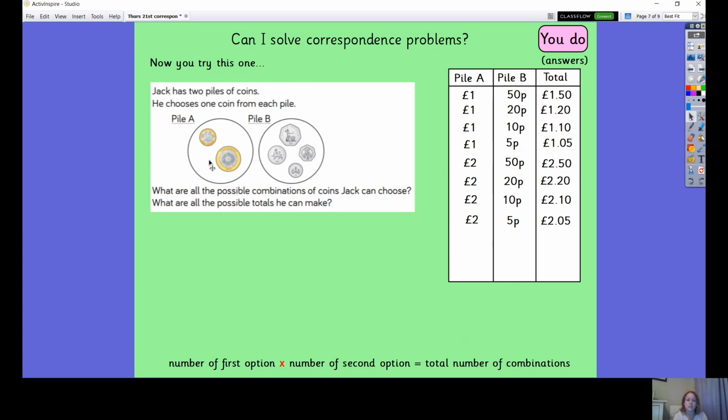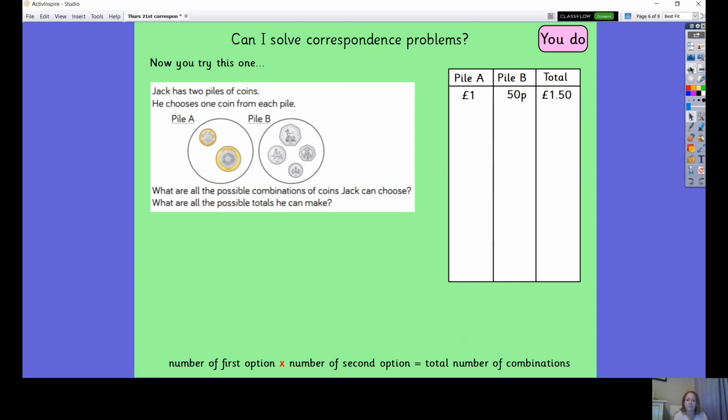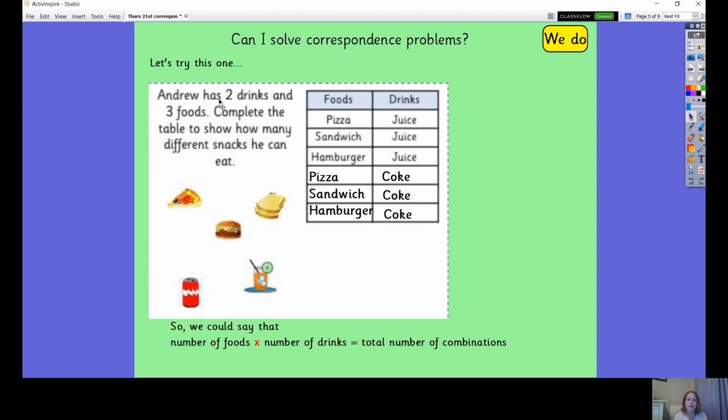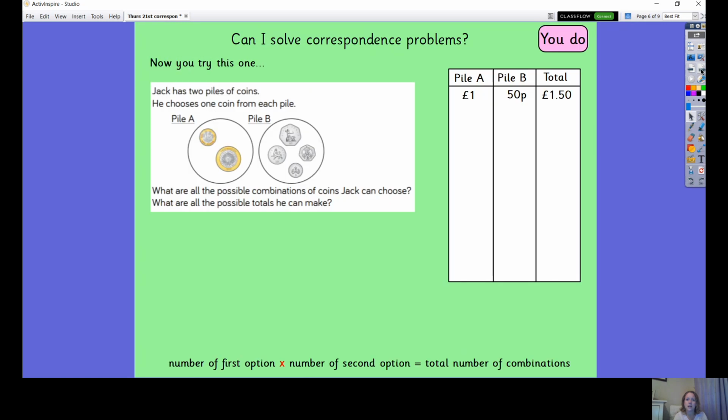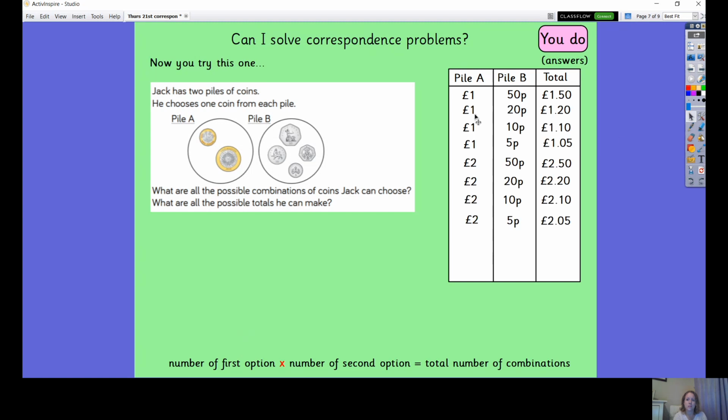So you might have noticed at the start there were 2 coins here and 4 coins here. And if we go back to this page where we said when there were 2 drinks and 3 foods, we said that the number of food times the number of drinks was going to be the total combination. Let's see if this rule worked here. So the number in the first option, 2, times the number in the second option, 4, is 8. And when we did our answers, we've got 1, 2, 3, 4, 5, 6, 7, 8 possible combinations.